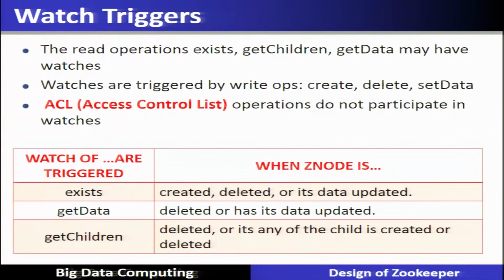Now, in getData, when the Znode is deleted or has its data updated, then using this getData, the watch will get triggered. Similarly, when a Znode gets deleted or any of its children is created or deleted, the watch is triggered using getChildren.